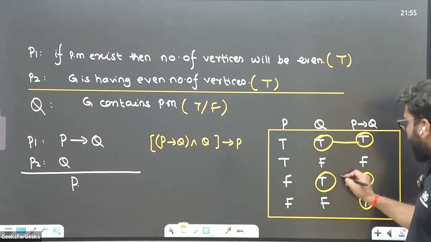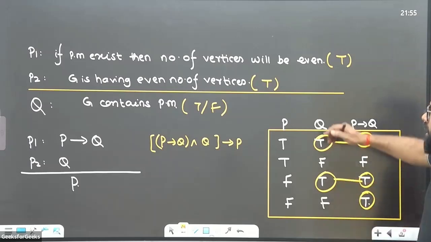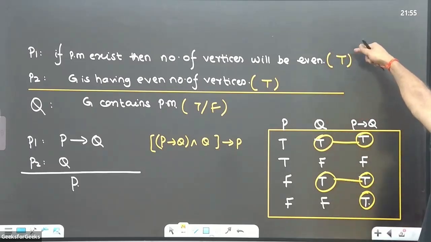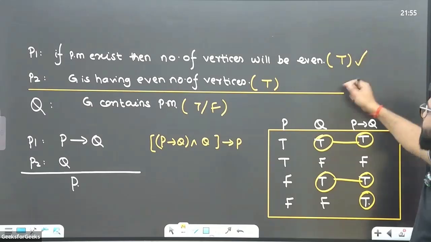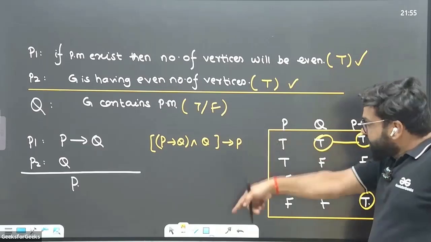That means if I take a combination, now focus everyone. What it says: if perfect matching exists, the number of vertices will become even. If I consider this as true, if I consider this as true, my conclusion is P.